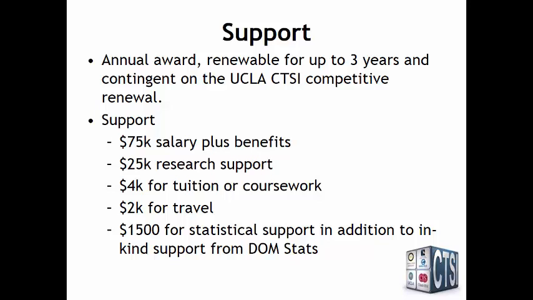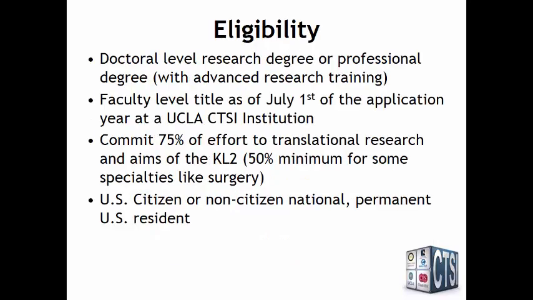So we provide $75,000 of salary support plus benefits, $25,000 in research, $4,000 for tuition or coursework, and $2,000 for travel, as well as $1,500 of statistical support from the CTSI stats group. The eligibility is also very similar.